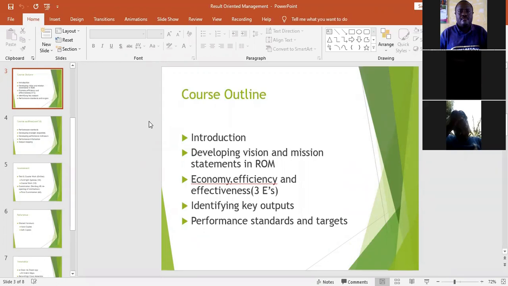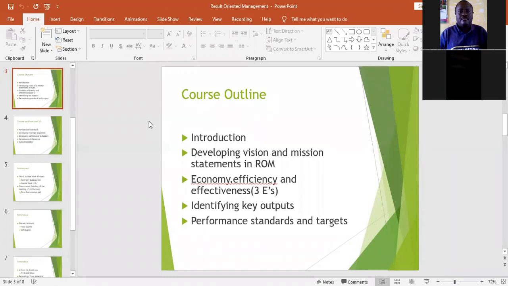Having defined the concept ROM and having informed you that it is a new phenomenon which has been adopted by some organizations in Uganda, like the public service, in order to ensure that there are more results on the ground, let us now look at what are the benefits of introducing result-oriented management by an organization. Obviously, it is because of the benefits of introducing ROM that most organizations have decided to embrace it. And ROM has benefits. So many of them, as we shall see.